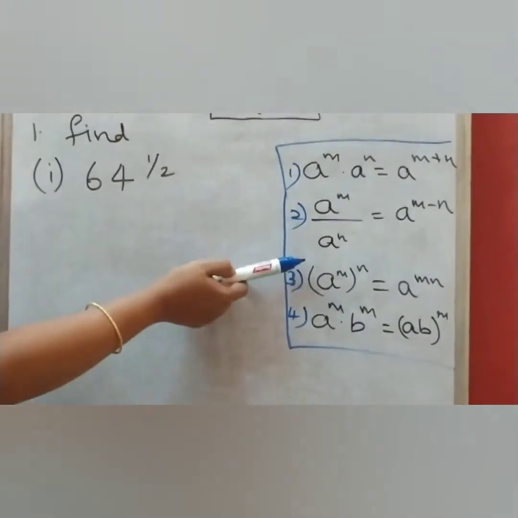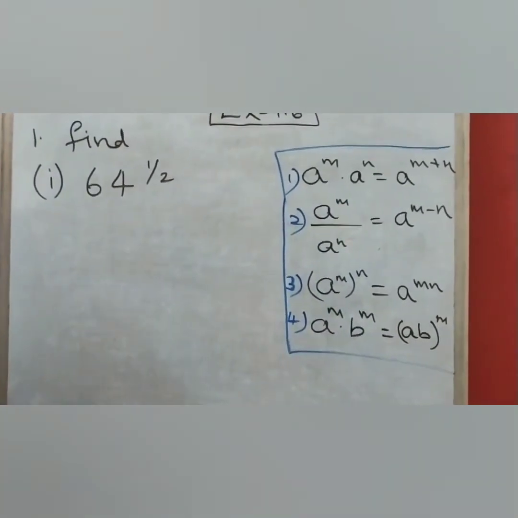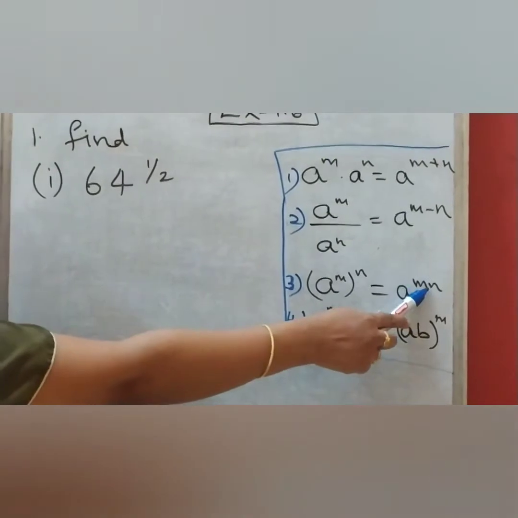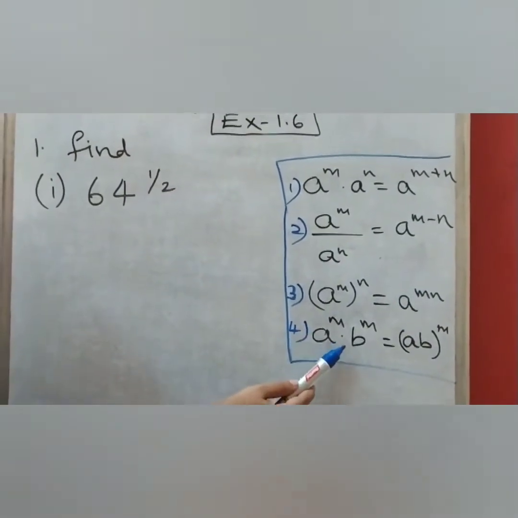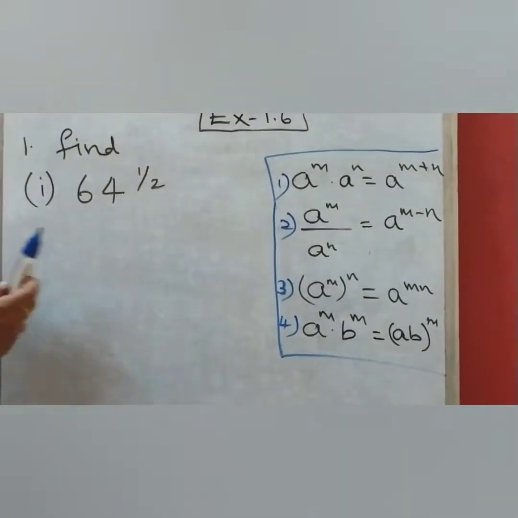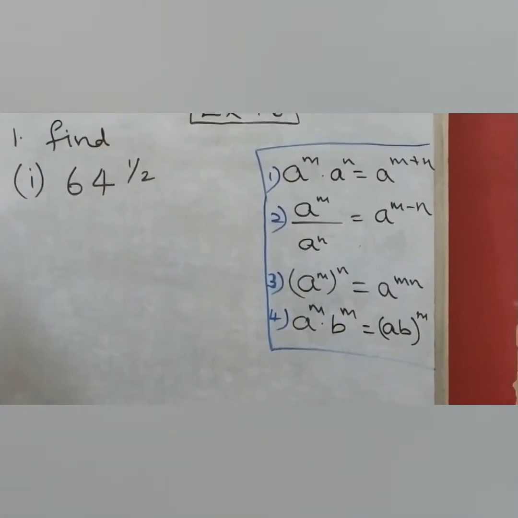A power m by a power n, powers are different, division, a power m minus n. A power m whole power n is equal to a power mn, these both are multiplication. A power m into b power m will be ab the whole power m. With this information we are going to solve exercise 1.6. Let's move on to the first problem.